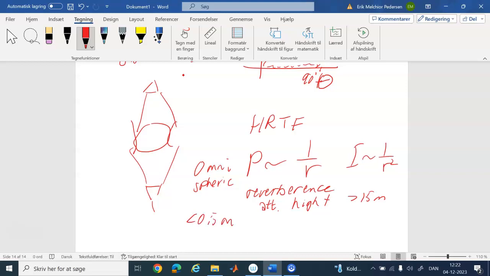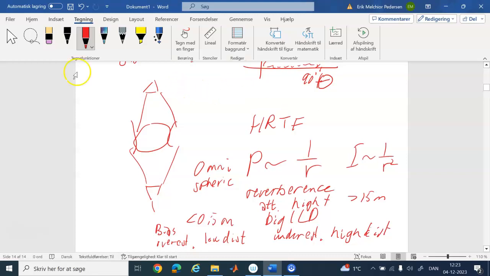For smaller distances, less than half a meter, the sound is spherical and there is a big change in the ILD, interlevel difference, because of the nearness. And you have biases: you overestimate low distances and underestimate high distances. So, thank you.